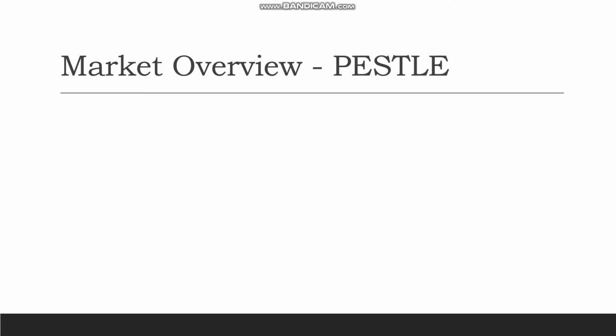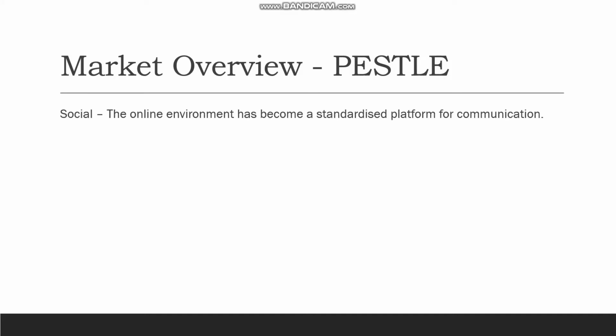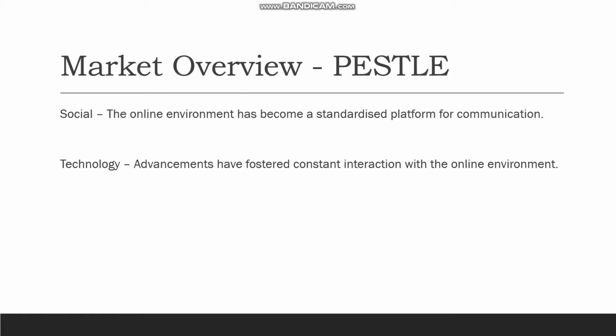A PESTLE analysis of the online environment has identified the 3 key influences. That being social, the online environment has become a standardized platform for communication. You can now sign contracts and perform transactions via a website or an app or even a text message. And a key aspect to online brand is social media interaction, including Facebook and Instagram, Twitter and LinkedIn, just to name a few.